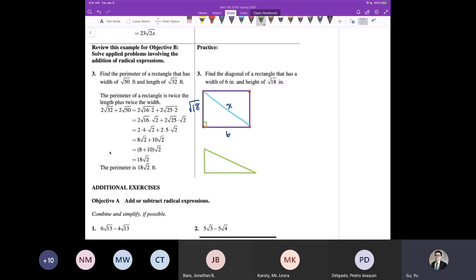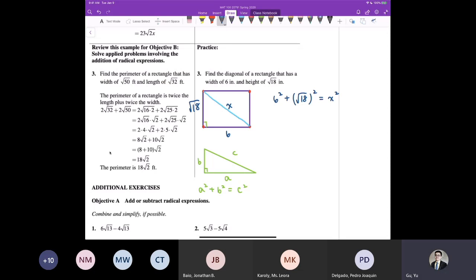In a right triangle, if you have 3 sides, A, B, C, we know that a squared plus b squared is c squared. So we're going to apply this Pythagorean theorem to create our equations. A squared, that is 6 squared, plus b squared, that is radical 18 squared, equals c squared, which is x squared. So this is our equation.